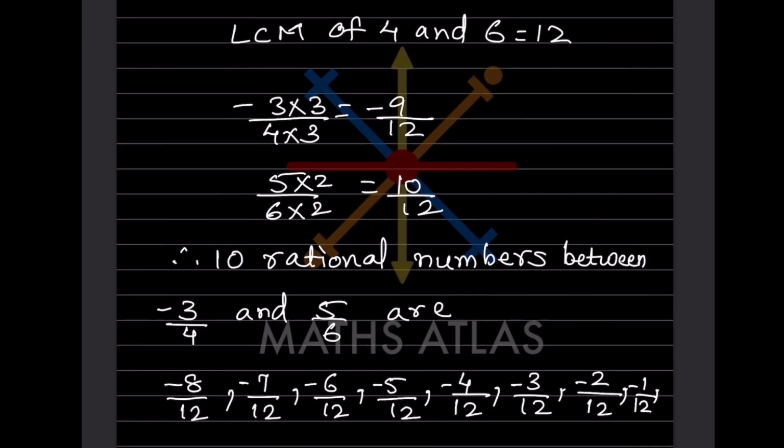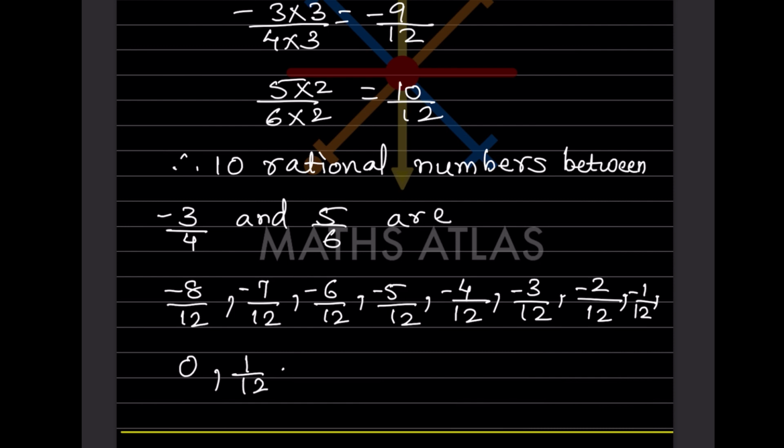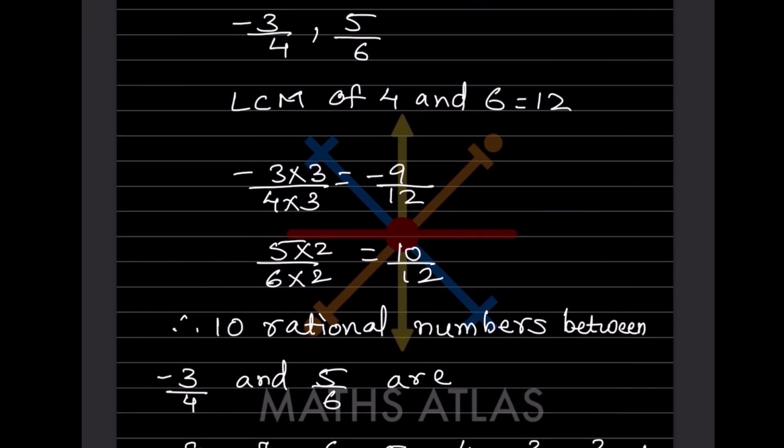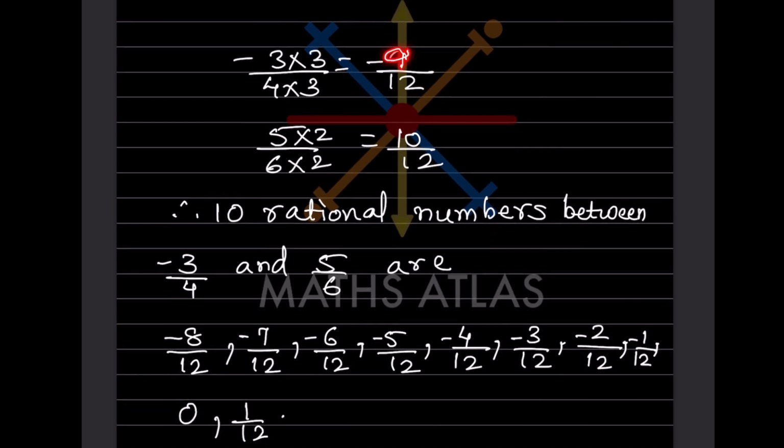So the 10 rational numbers are going to be between minus 3 by 4 and 5 by 6. So what are you going to write after this one? We got here minus 9 by 12. Because minus 9 is a smaller number, you are going to start from the bigger number. That will be minus 8 by 12, minus 7, minus 6, minus 5, minus 4, minus 3, minus 2, minus 1 by 12, then 0. Negative ones all are over here, then 0, and then we'll again start with 1 by 12. So 1 2 3 4 5 6 7 8 9 and 10. So these are the 10 rational numbers.